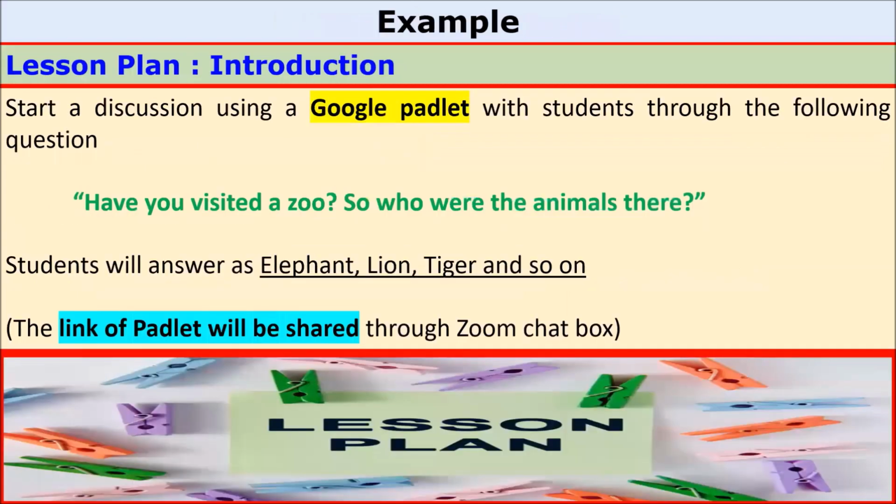Look at the earlier slide here, the example. Here they are asking this question in the discussion: have you visited a zoo? So, what are the animals there? Maybe some students have already visited the zoo. Then, what is the skill that you are going to test? Remembering, and understanding. They are saying elephant, lion, tiger, like that. The animals they visited, they mention here. Remembering. The other skill is understanding.